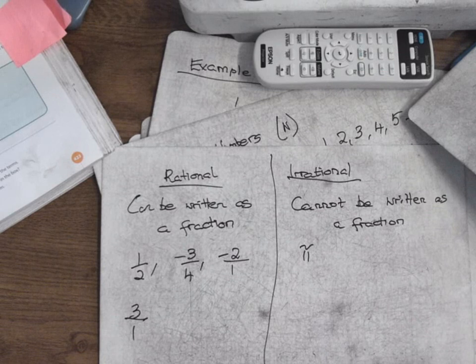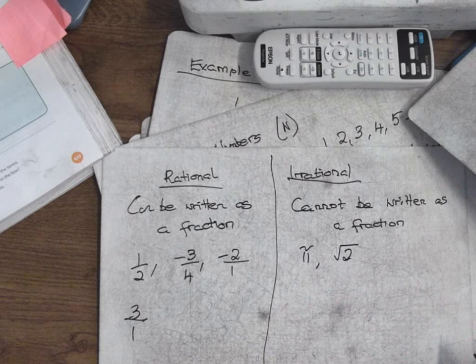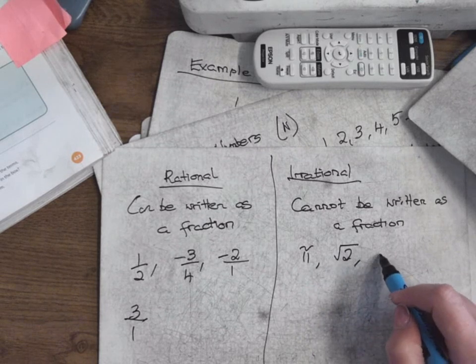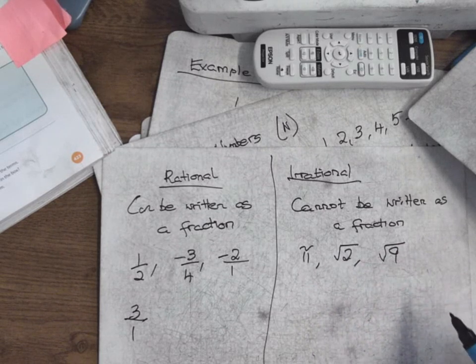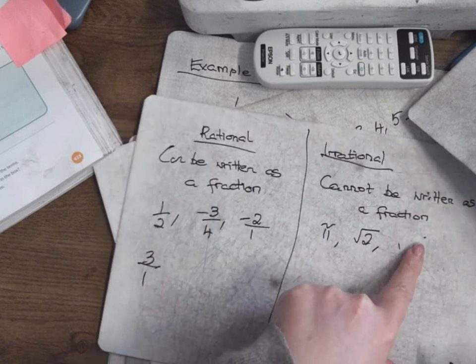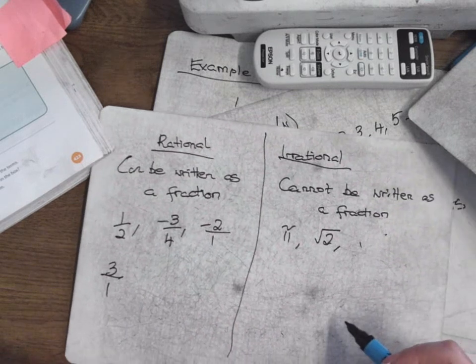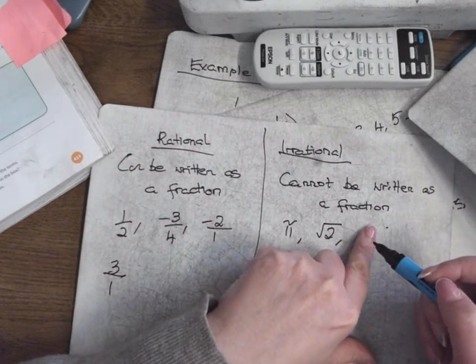Is that okay? Right. Something like the square root of 2. The square root of 2 is a big long decimal that goes on forever. If you put it into a calculator, square root of 2 equals, and press S to D, you get a big long decimal with no pattern in it. What about the square root of 9? Is that irrational? No. What is the square root of 9? 3. Square root of 9 is 3, and 3 can be written as 3 over 1. Would you agree?